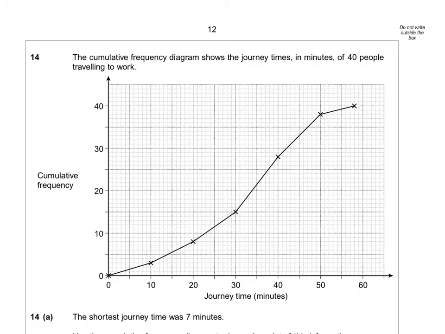Question 14, cumulative frequency. So cumulative frequency is a running total. It's the idea of less than a certain amount of time you have so many people. So what's this one to do with? It's 40 people. So it's telling you how many people, and you should see right at the top of the graph here, it should go across to 40, which it does. If it didn't tell you 40, you would know it was 40.